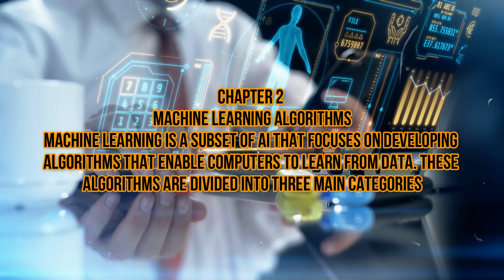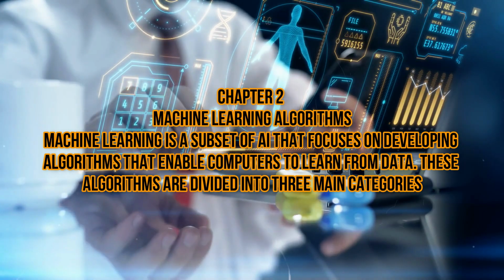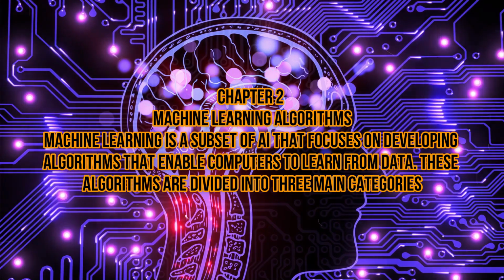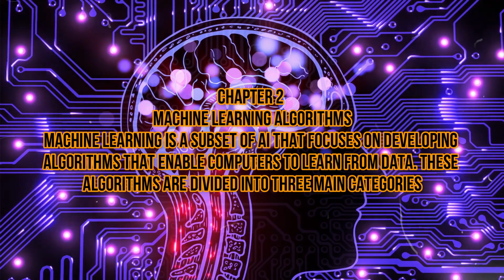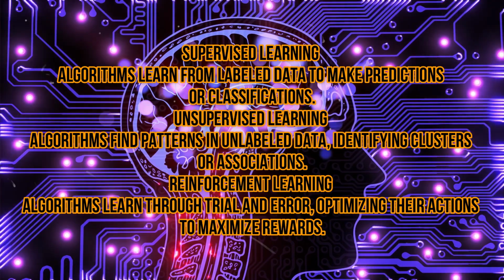Chapter 2: Machine Learning Algorithms. Machine learning is a subset of AI that focuses on developing algorithms that enable computers to learn from data. These algorithms are divided into three main categories.